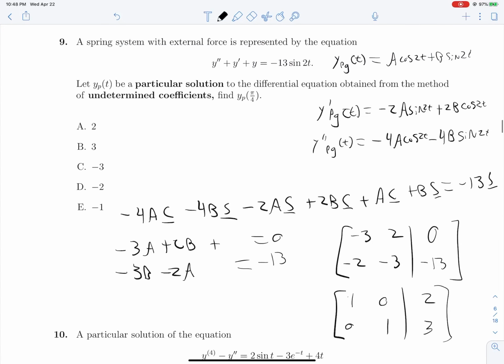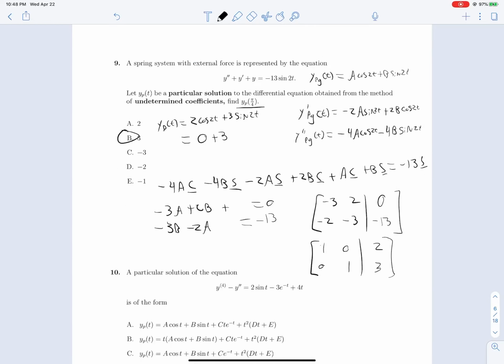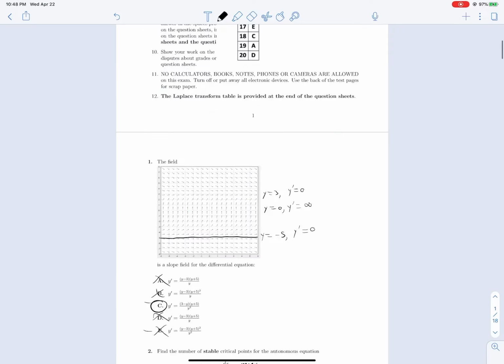So that lets us go back and rewrite our yp of t, because we know a is 2, so 2 cosine 2t, and then b is 3, so plus 3 sine 2t. We're evaluating this at pi over 4, so that's going to be 2 cosine of pi over 2, that's 0, plus 3 times the sine of pi over 2, which is 1, so we get 3, which is b for number 9.